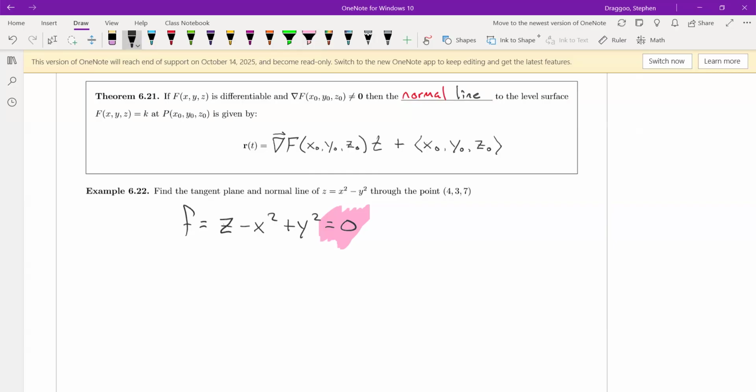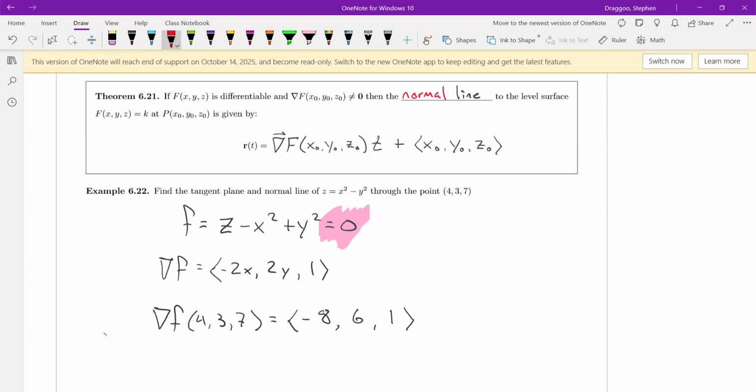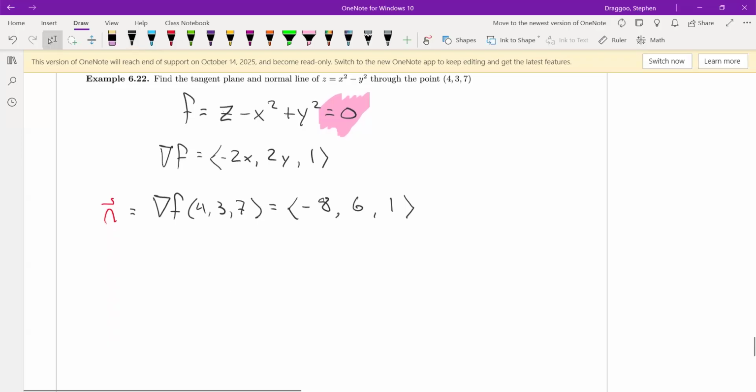And then I'll take a gradient of that thing. So grad f is the vector negative 2x, 2y, 1. And then I can plug in my point, 4, 3, 7, to get negative 8, 6, 1. And again, this is my normal vector. And I'll use that to come up with the equation of both my tangent plane and my normal line.